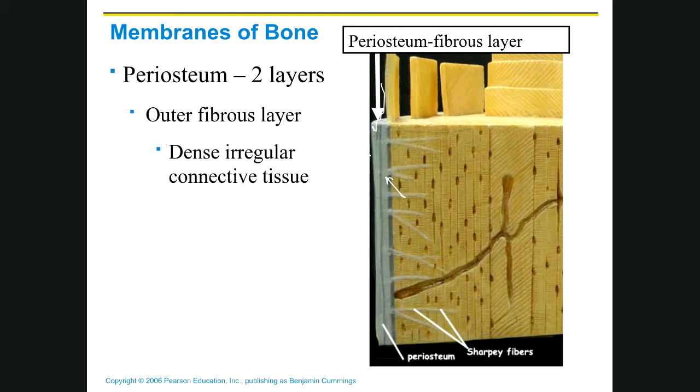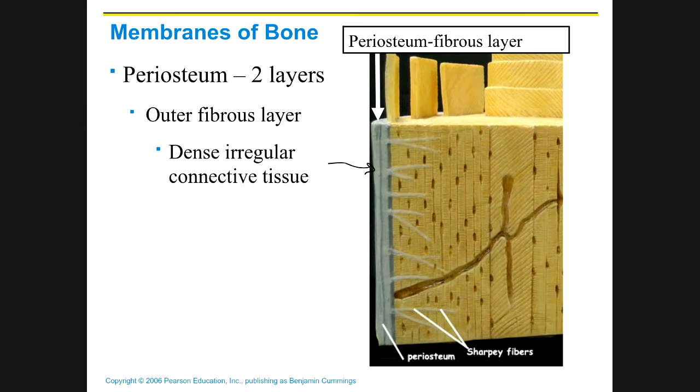Well, if you look at the outer layer, so Zoe says, does the periosteum serve the same function as perichondrium? Some of the same function. Yeah, we can say pretty much the same function. We'll get to it. But let's look at these two layers. So let's look at the outer one first.